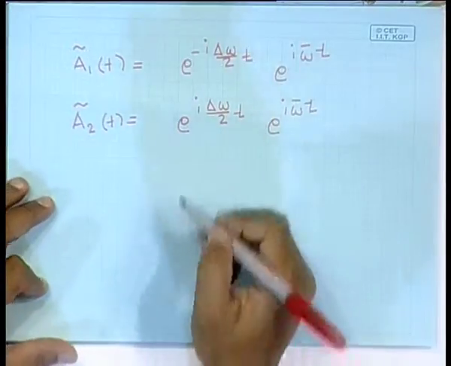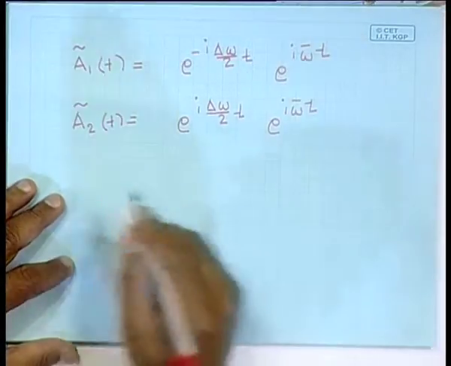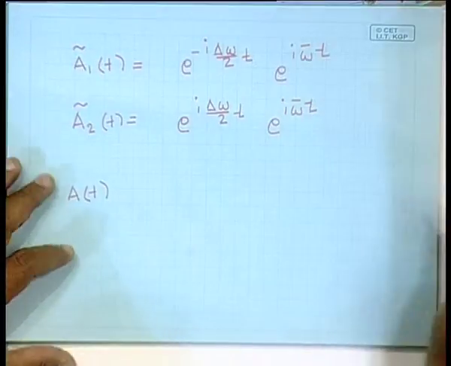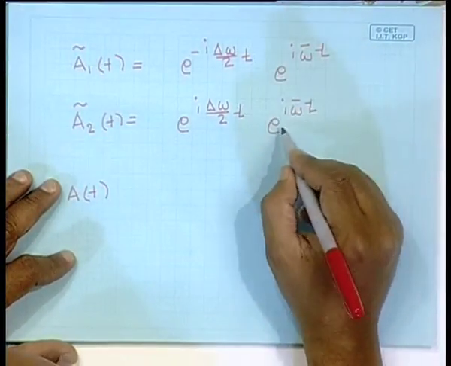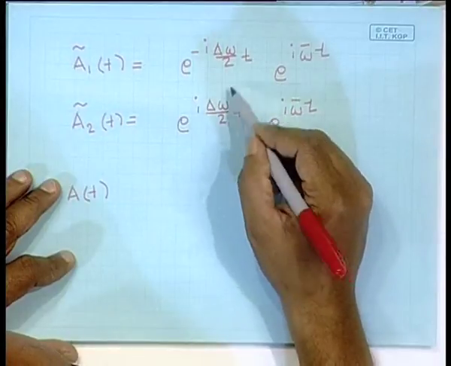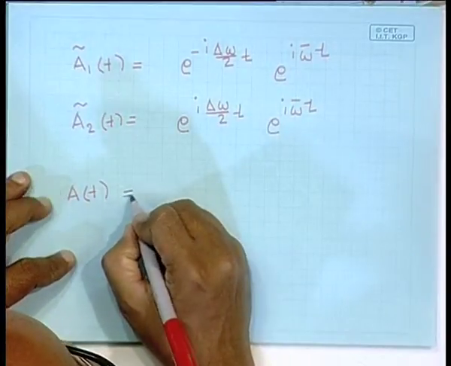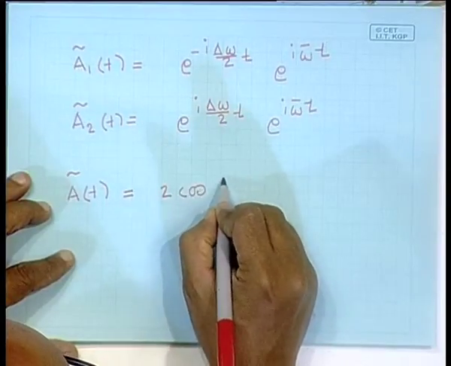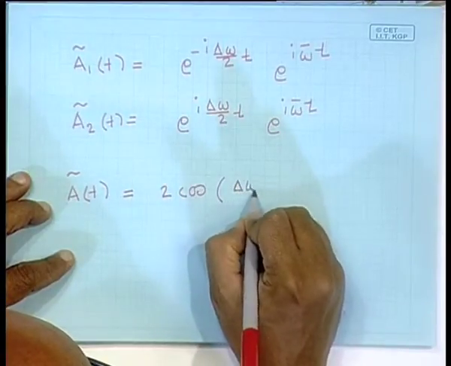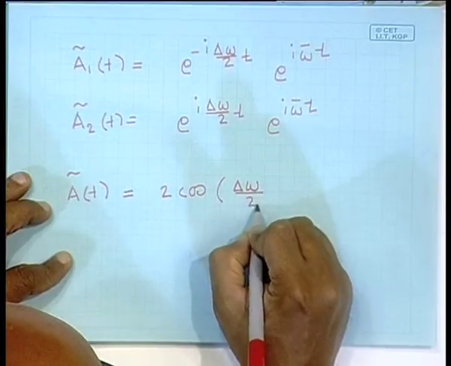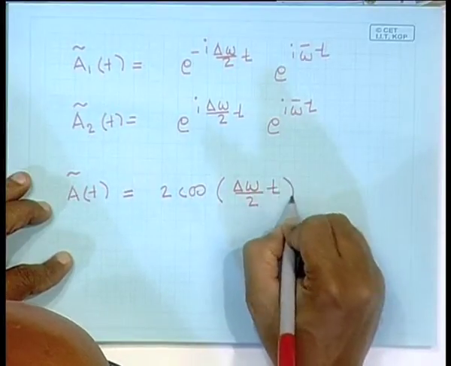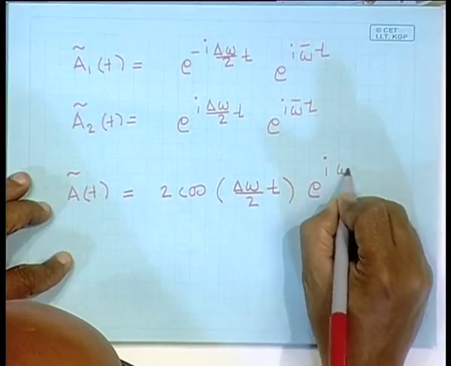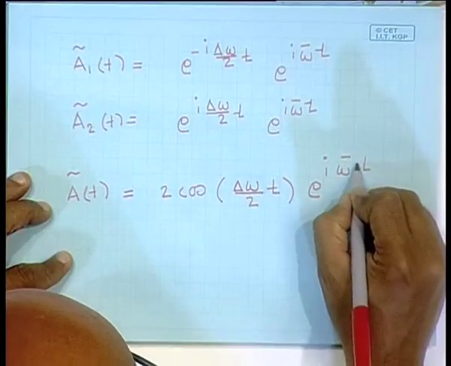When we superpose these two, we have A total, which is the sum of these two. So, this part can be taken common. The sum of these two is going to be 2 cos delta omega by 2 t, into e to the power i omega bar t.